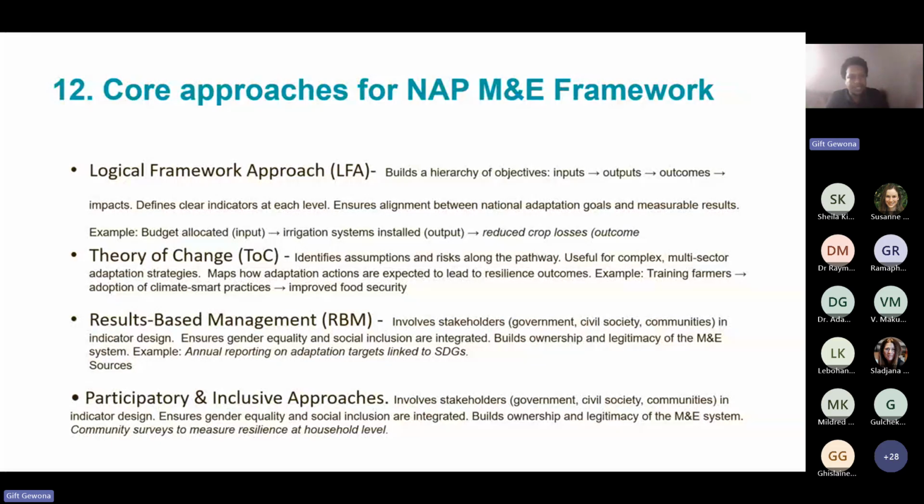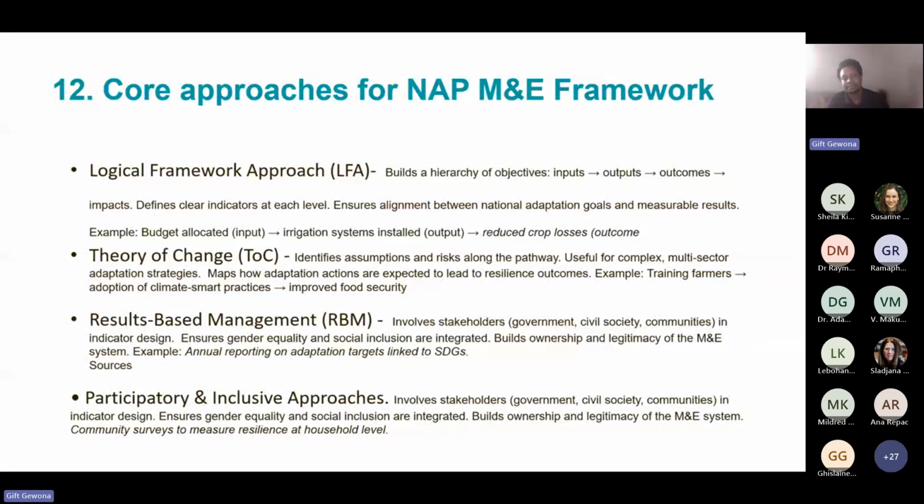The other approach is the theory of change, whereby we identify assumptions and risks along the way. Basically, these are useful for complex multi-sector adaptation strategies, and these map how adaptation actions lead to resilience outcomes. For instance, if you train your farmers to adopt climate-smart practices, we're going to have improved food security, and how that relates to health is that we have improved community health.